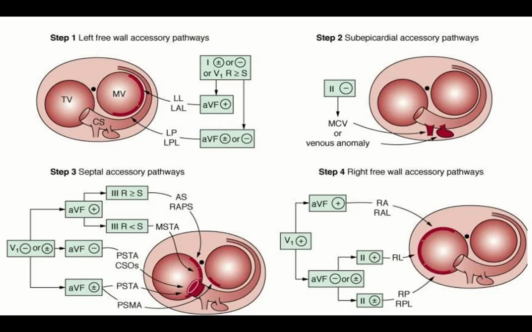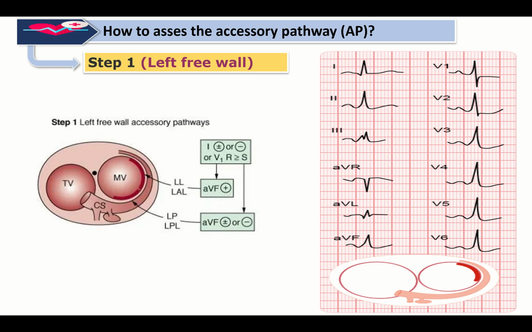The first one who described an AVB algorithm was Arruda, in 4 steps, and it classifies all accessory pathway locations: left lateral accessory pathway, epicardial or subepicardial accessory pathway, septal accessory pathway, posteroseptal, mid and anteroseptal, and finally right free wall accessory pathway. Let's go to step number 1 and see how Arruda classified accessory pathway locations.